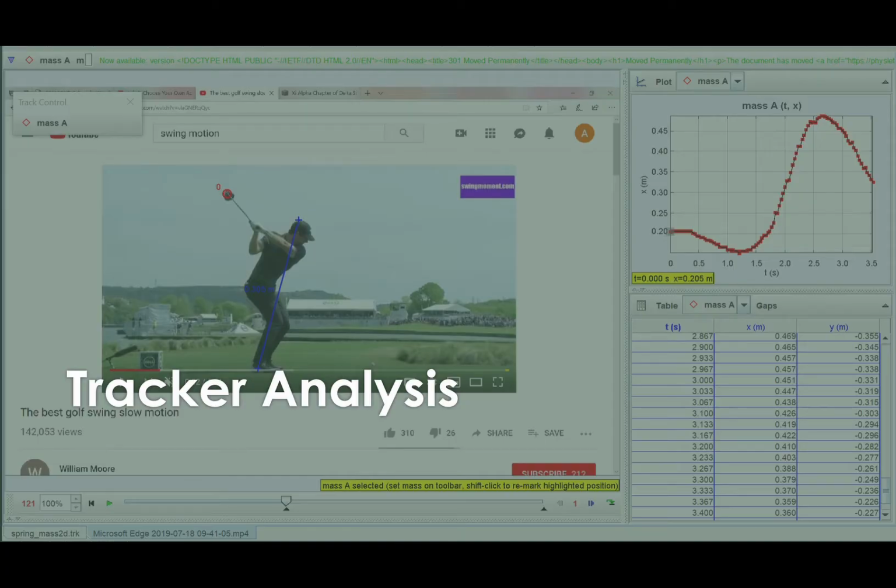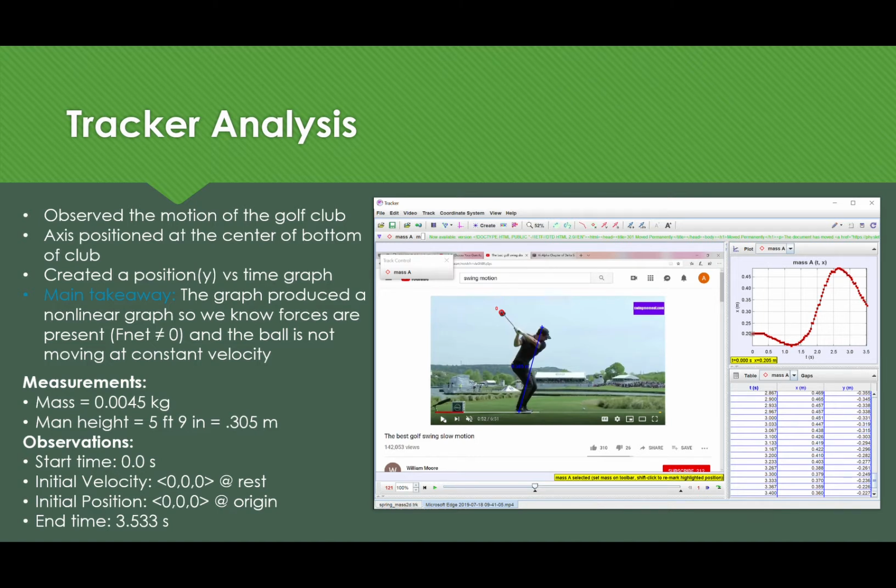So now to the Tracker analysis. For the Tracker analysis, we observed the motion of the golf club. We positioned the axis at the center of the bottom of the club, and then we created a position y versus time graph. The main takeaway from the Tracker analysis was that the graph produced a nonlinear graph, and this showed that the forces present on the golf club were non-zero. Fnet was not zero, and so the club was not moving at a constant velocity.